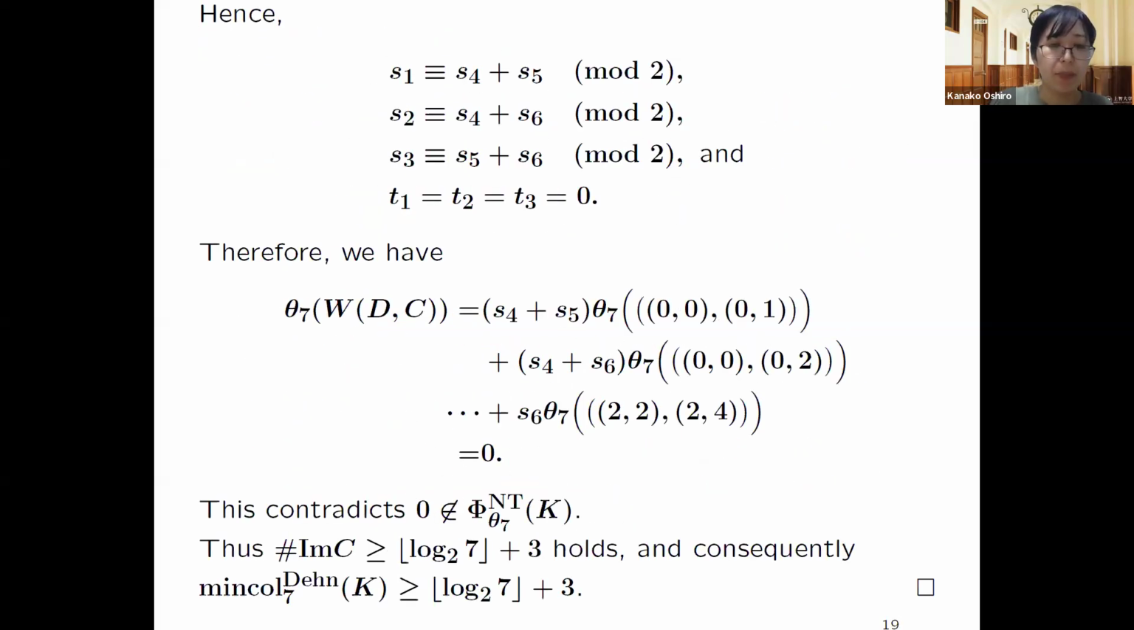So thus, the number of colors should be greater than or equal to the floor function of log 2 7 plus 3. And consequently, for a knot K, the minimum number of Dehn 7 colors of K is greater than or equal to the floor function of log 2 7 plus 3.